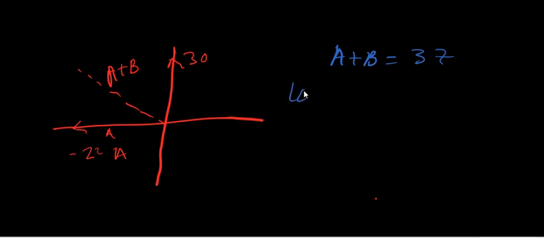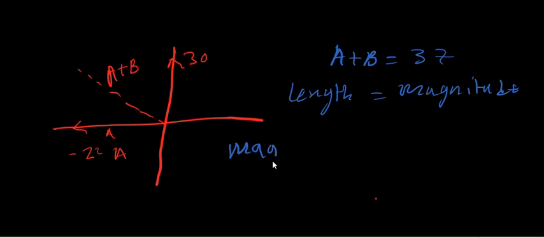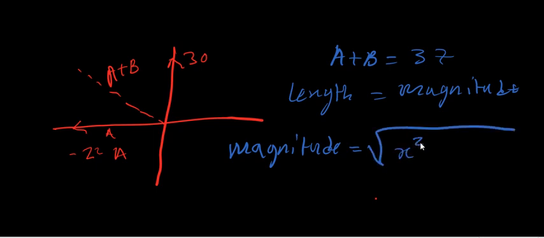Okay, and then like I said, we normally know that the length is equal to what? The magnitude. The length is equal to the magnitude. So how are we going to solve? So we know that magnitude, which is just the size, is simply equal to square root of x squared plus y squared, meaning this is the x component and that is the y component squared.